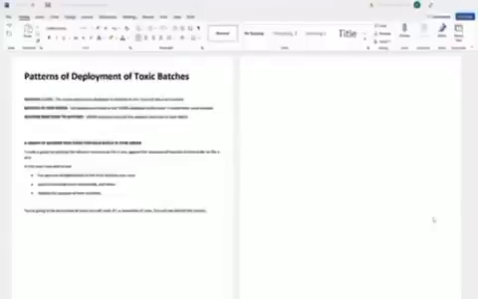In this video, I'm going to be looking at the pattern of deployment of toxic batches. The COVID vaccine was deployed in batches or lots, and each lot has a number. The batches are listed in the VAERS database in the order in which they were created. And the VAERS database also records the adverse reactions for each batch.